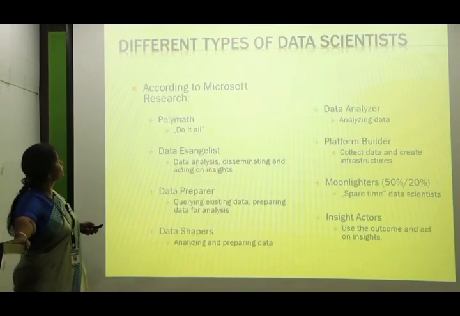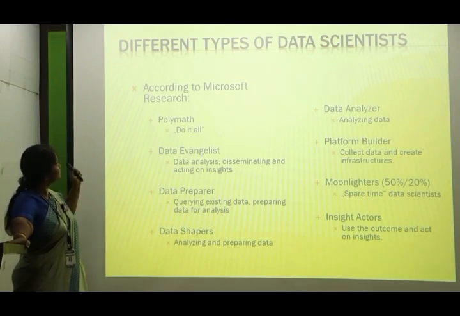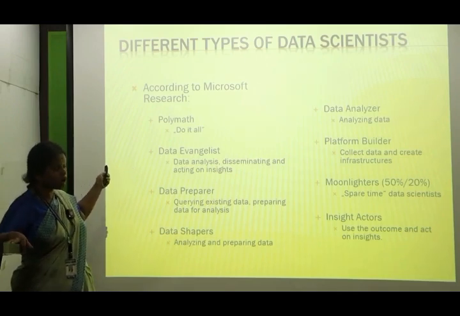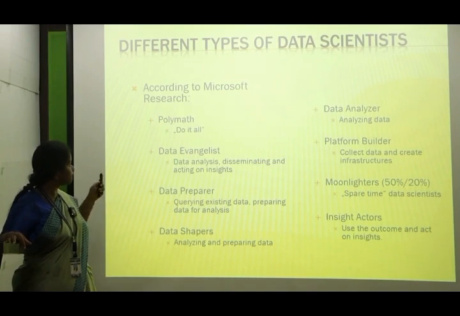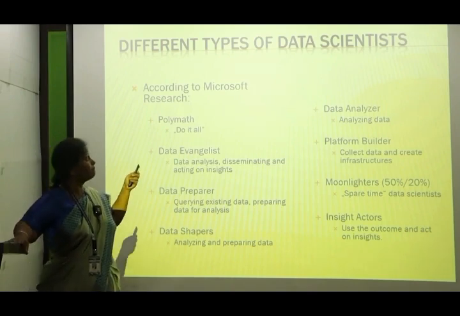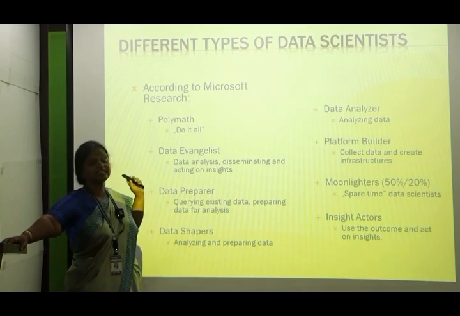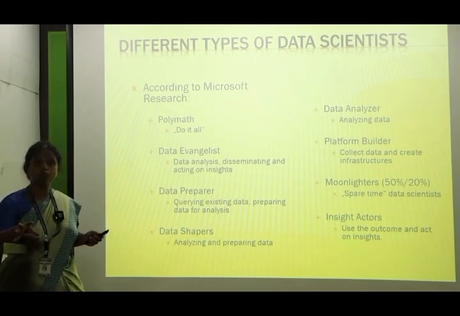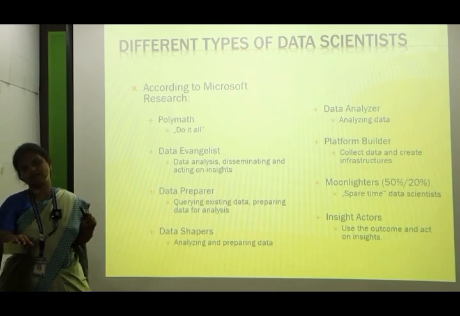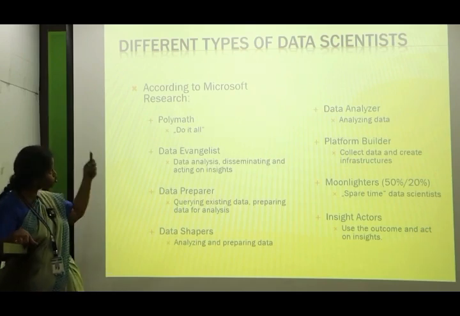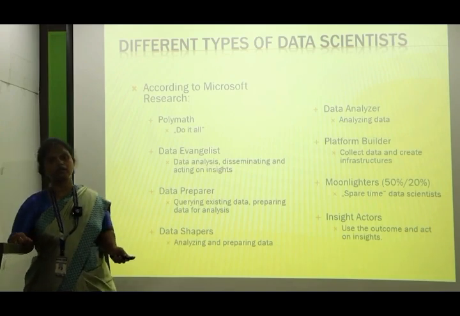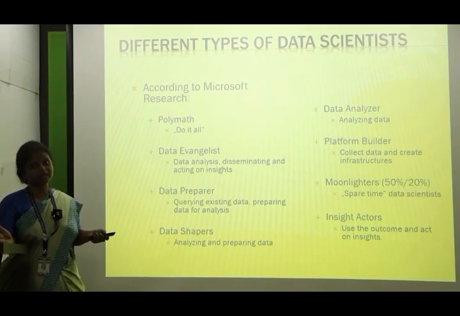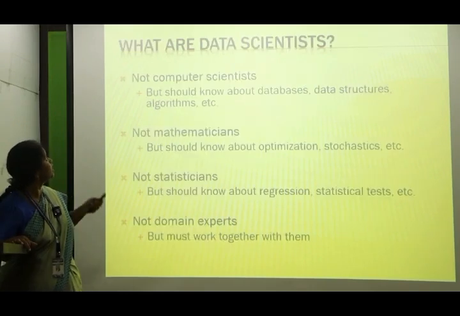Next we are going to see the different types of data scientists. According to Microsoft Research, we have data analyzer, polymath, data evangelist, data preparer, data shaper, platform builder, moonlighters, and insight actors. These are some of the designations or roles that can be taken by a data scientist. You can imagine how many designations there are inside data science, right? So I hope you will be a data scientist in future if you are interested in this.